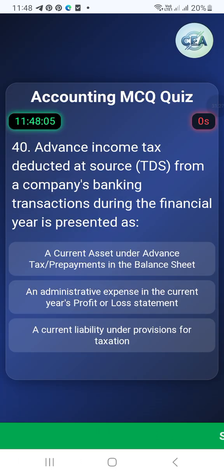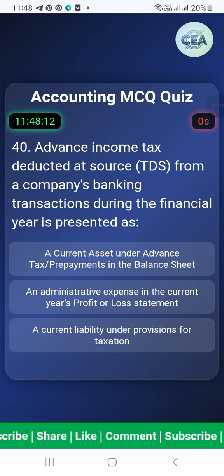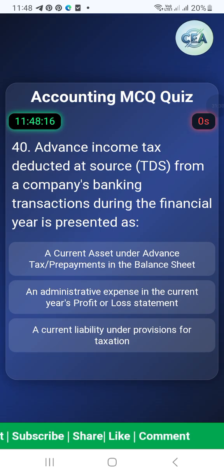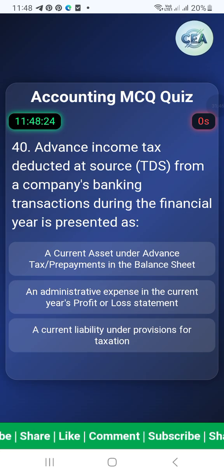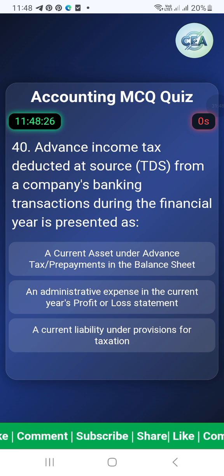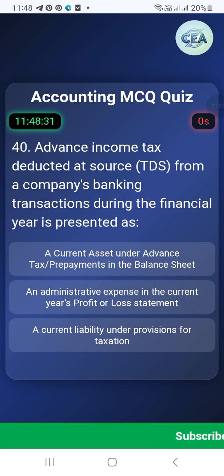40. Advance income tax deducted at source, TDS, from a company's banking transactions during the financial year is presented as: Option 1. A current asset under advance tax prepayments in the balance sheet. Option 2. An administrative expense in the current year's profit or loss statement. Option 3. A current liability under provisions for taxation.